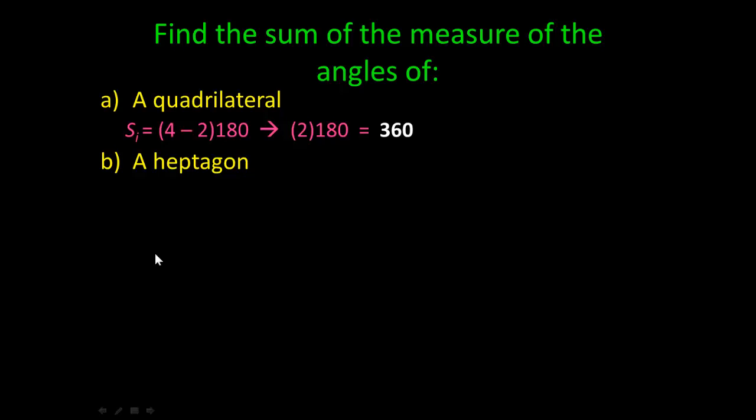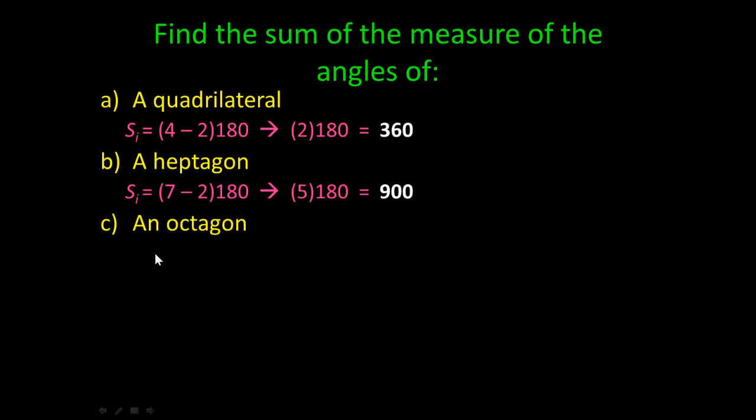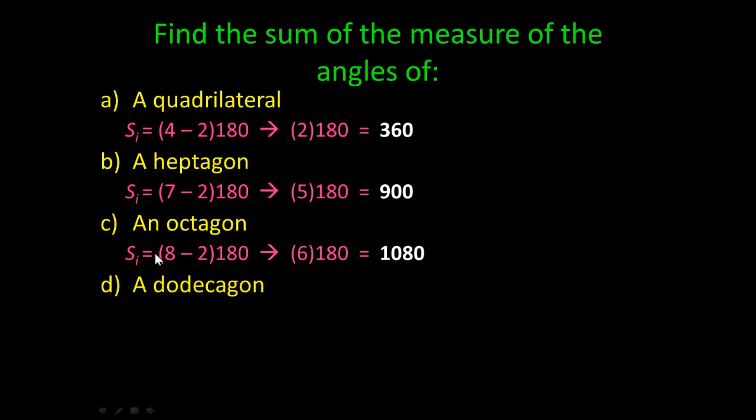Take a minute, think about it. Okay, there's 7. So we would do 7 minus 2, which is 5, times 180, which is 900. So a heptagon, which has 7 sides, has a sum of the measures of its angles of 900, and so on and so forth. Octagon, 1080.